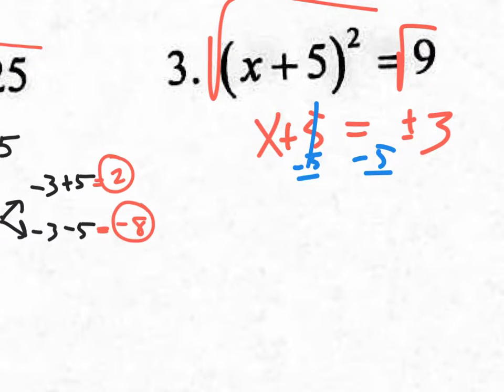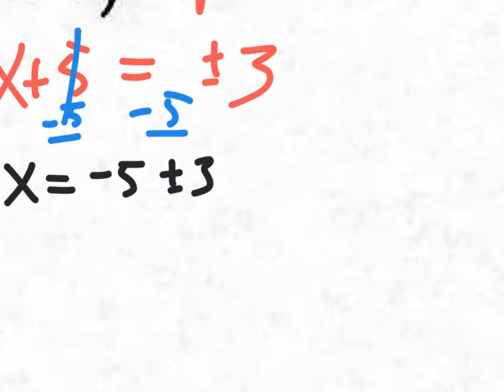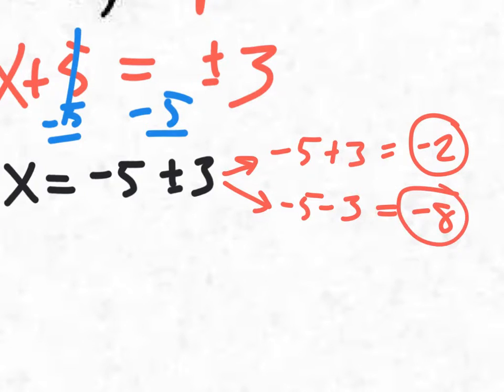You're going to have x equals negative 5 plus or minus 3. Okay? So the negative 5 plus or minus 3, that gives you actually two answers. It gives you the negative 5 plus 3, and it also gives you the negative 5 minus 3. So the top answer is going to be negative 2. The bottom answer is going to be negative 8. Agreed?